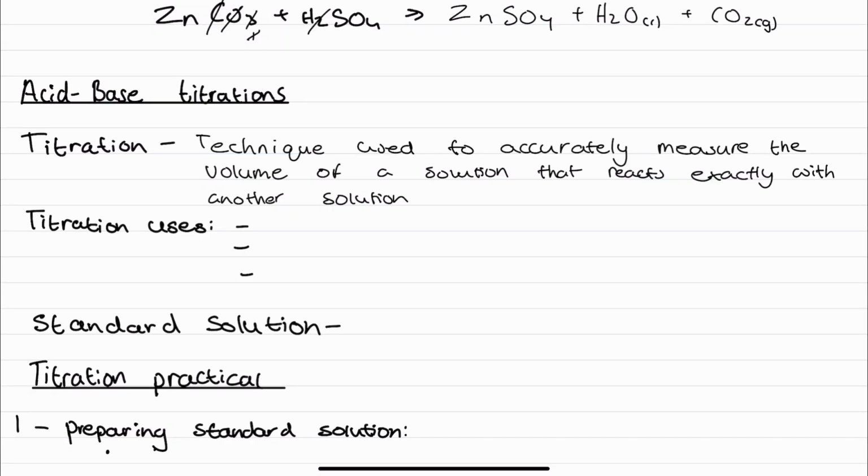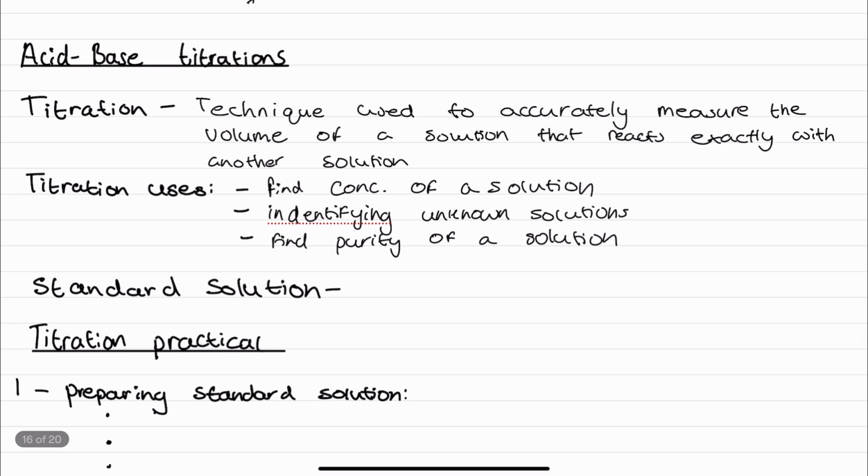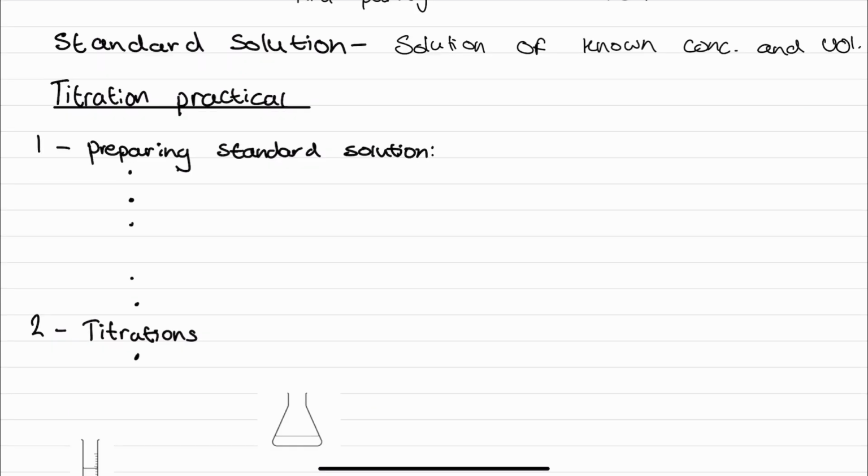Now, what is titration used for? Titration is used to find the concentration of an unknown solution, identify unknown solutions, or find the purity of a solution. Now, a standard solution, which we covered in a previous video as well, has the general definition: a solution of known concentration and volume.